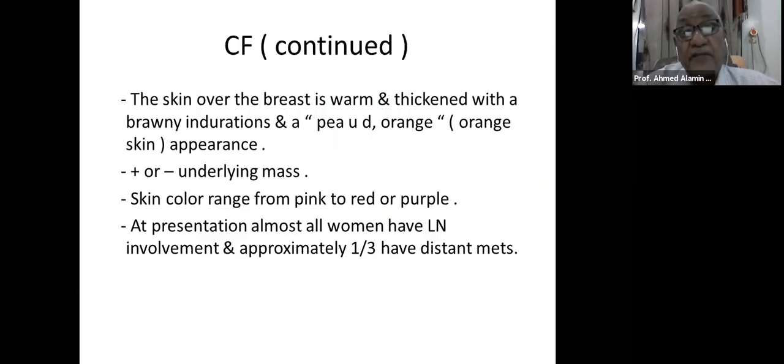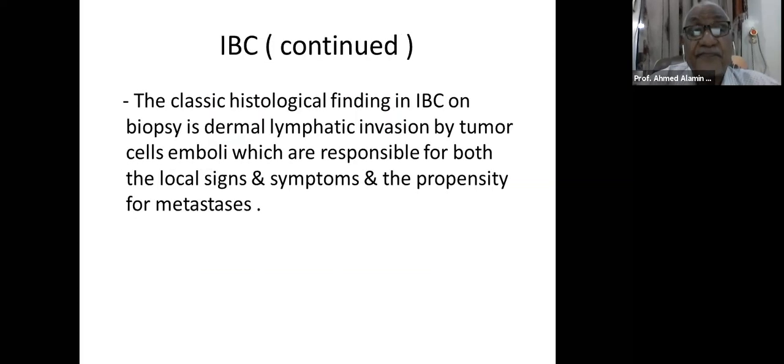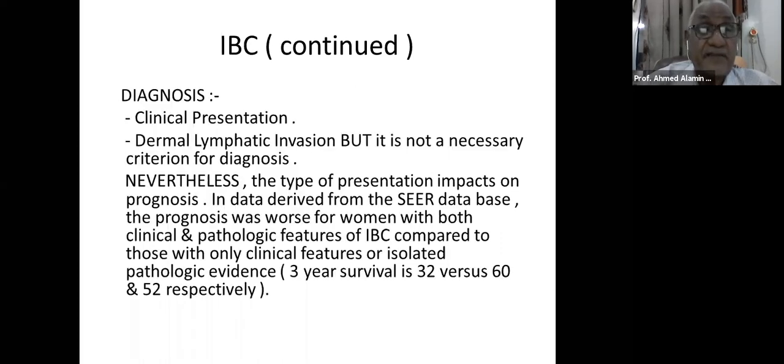The skin over the breast is warm, thickened, with a brawny induration. This information should be given to the pathologist with the specimen. The skin color, as you said, is pink in white people. In our people, I don't think it has any color other than the color of the patient himself. The classic histological finding in inflammatory breast cancer on biopsy is dermal lymphatic invasion by tumor cells, which is responsible for both the local signs and symptoms and the propensity for metastasis.